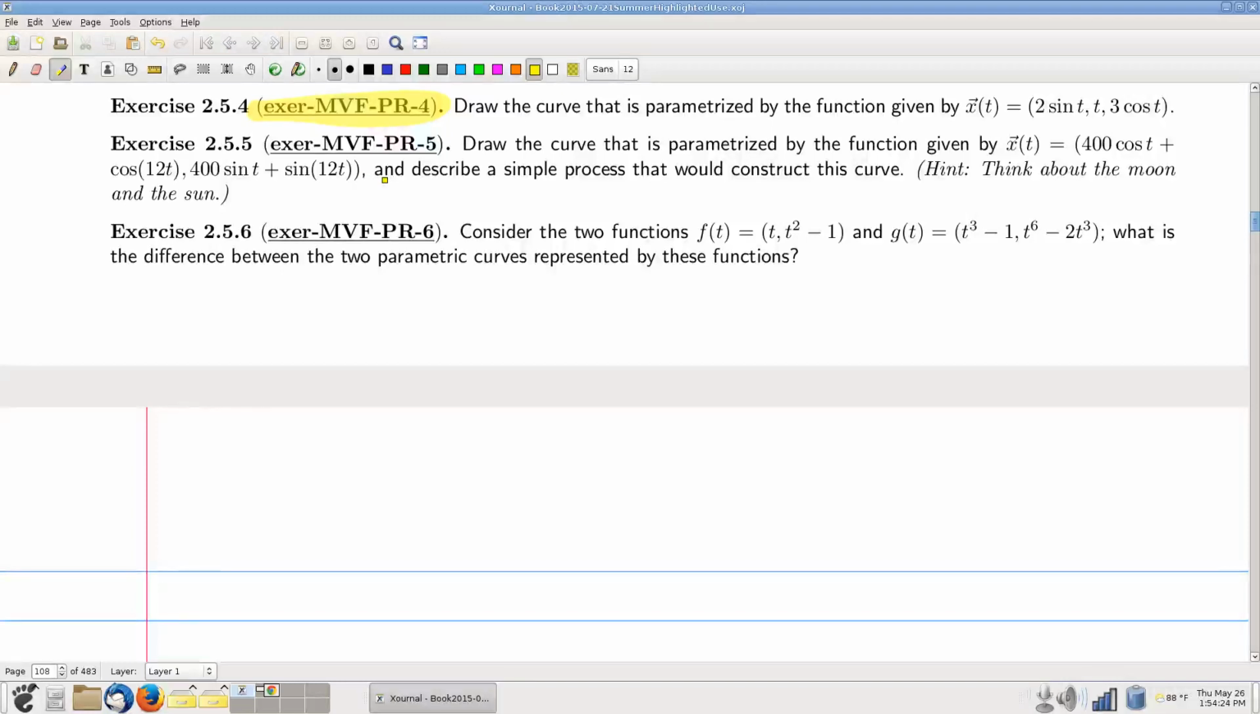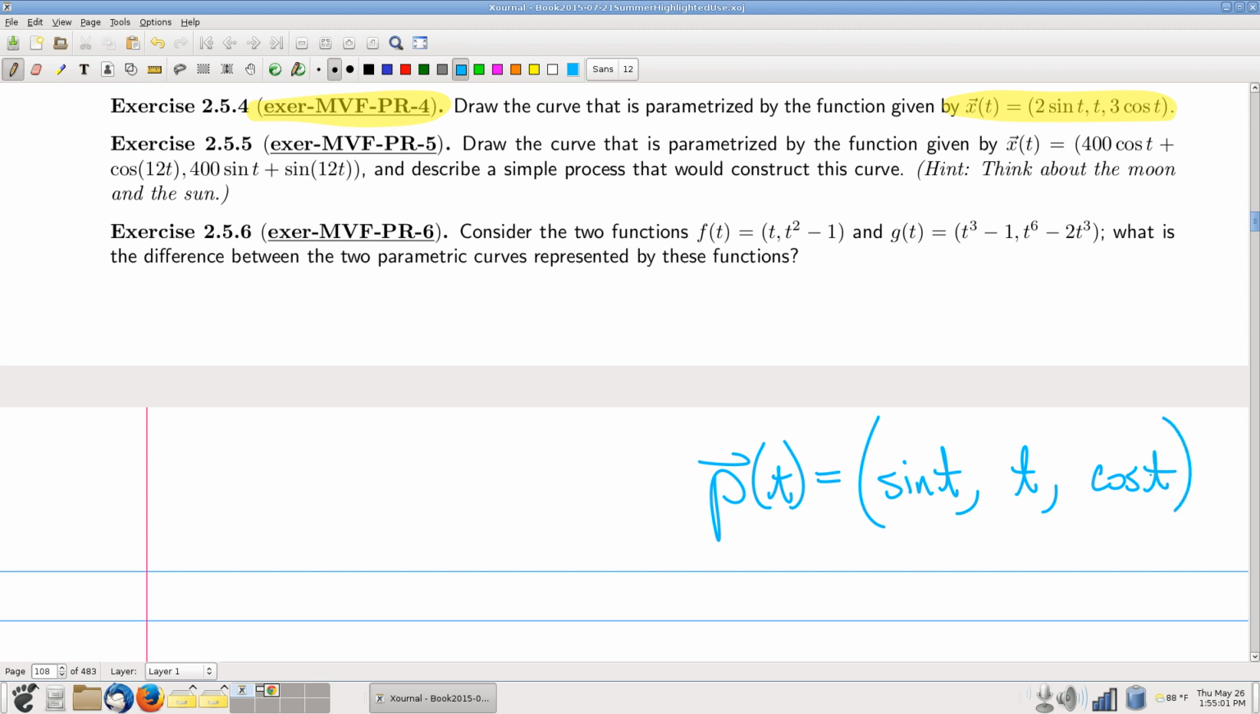Okay, so we want to draw the curve that is parameterized by this function. There's different ways that you can go about doing this. Here's what I'd like to do, and that is to compare this to this other function, p of t, which is sine t, cosine t. Now that's a different function, right?